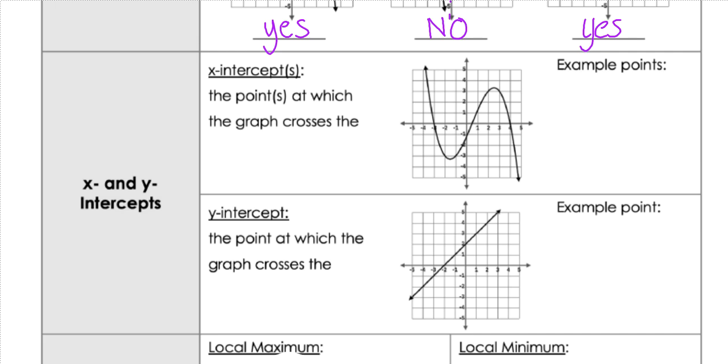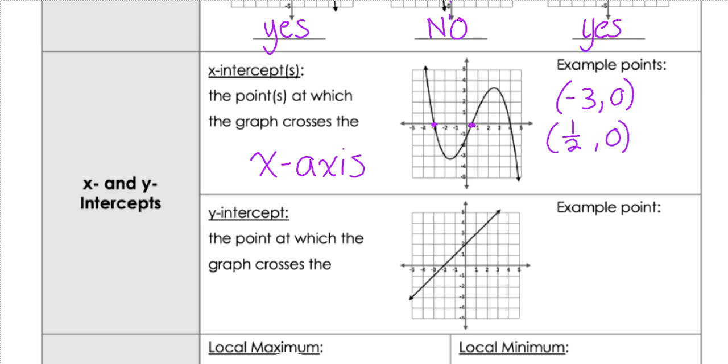All right, the next thing we have is the x and y intercepts. The x-intercepts are the points at which the graph crosses the x-axis. So we're looking for those points on the x-axis. In this case, I can see there's one at (-3, 0). There's one, it looks like, at (1/2, 0). And there's one at (4, 0). Notice that all x-intercepts have a y value of 0 because they're on the x-axis.